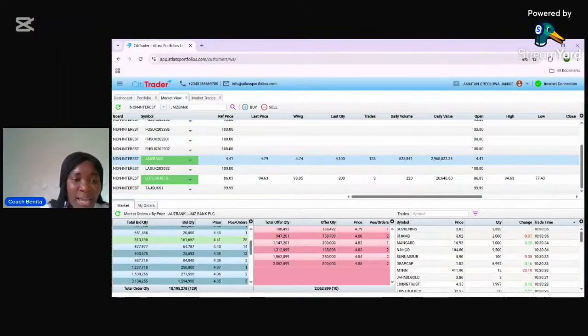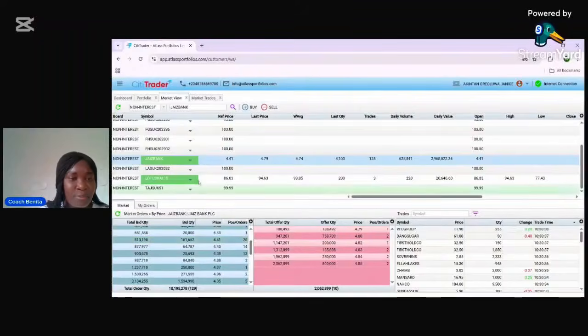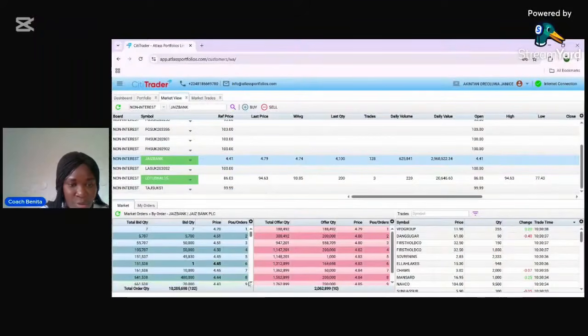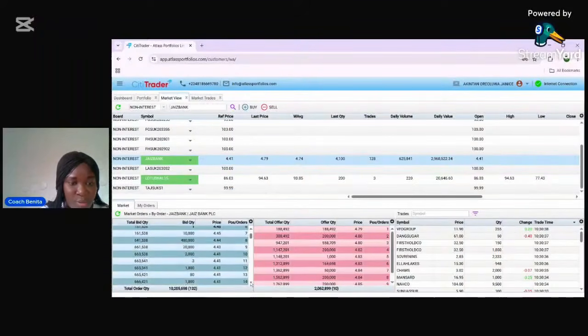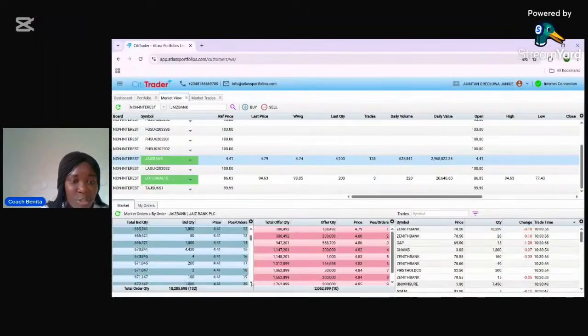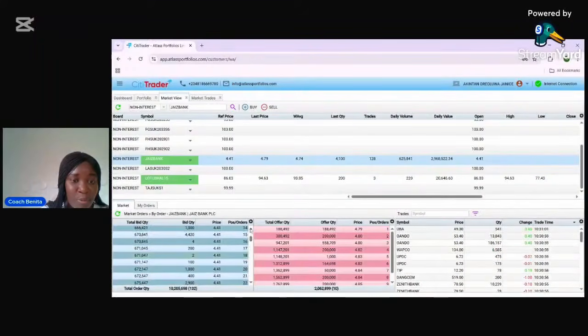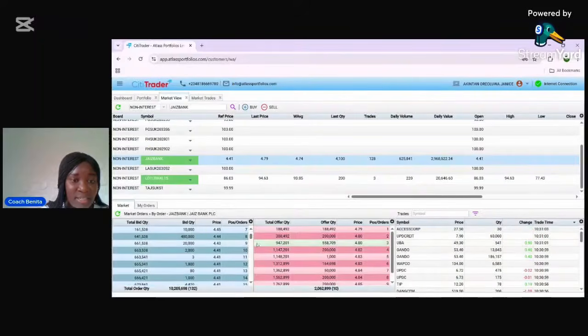So what I can do in this situation is just place a bid at 4 naira 42 kobo so that I can be ahead of every one of them. Now, how do you know how you are going to be ahead of every one of them? Let me come back to Jai's Bank again. Let's come back to market order. Click by order. So if I go to 4 naira 41 kobo, we have 132 want to buy. Can you see that there's a lot of buying pressure?